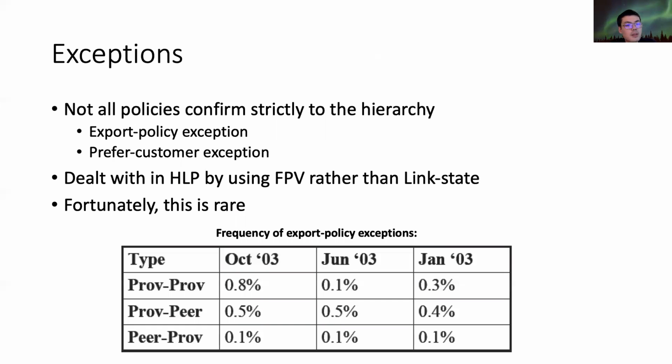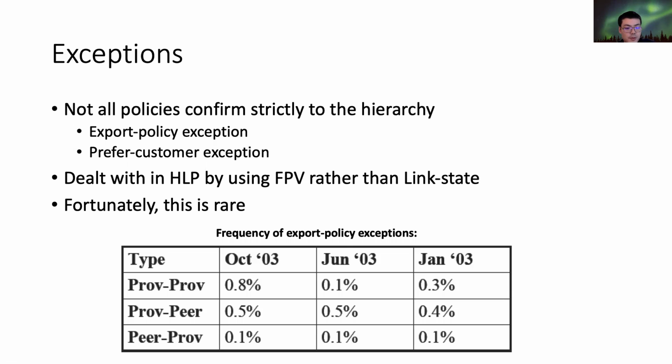There are some exceptions, though. For example, not all policies conform strictly to the hierarchy. Some of the policies that we implement may not be able to run with link state. It has to rely on the BGP protocol. For example, if you have an exception, like a policy, and some prefer-the-customer exception, maybe I don't want to go through that AS, etc. In that case, you still need the path information.